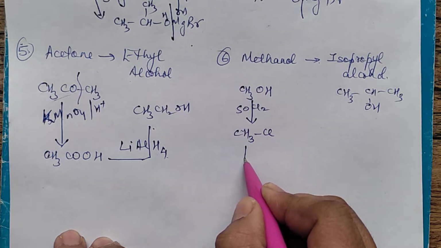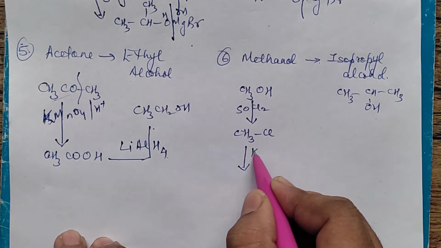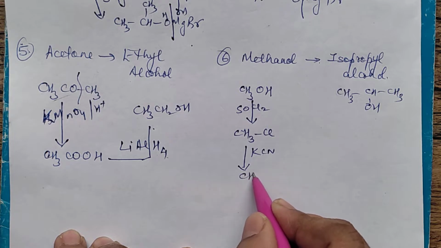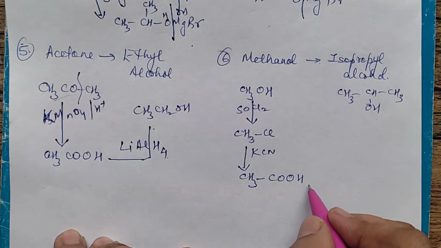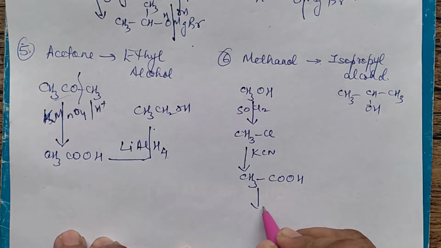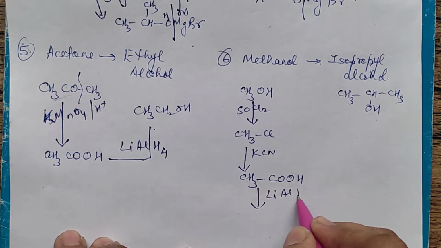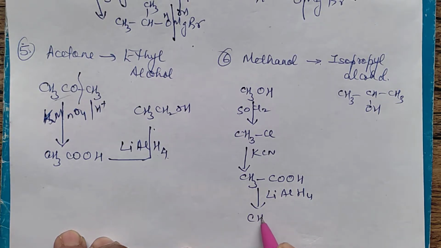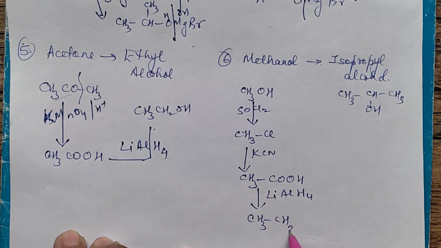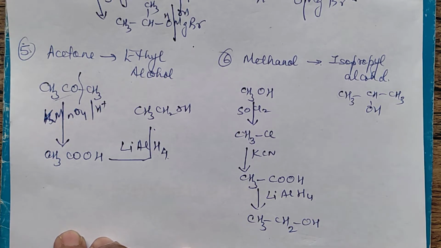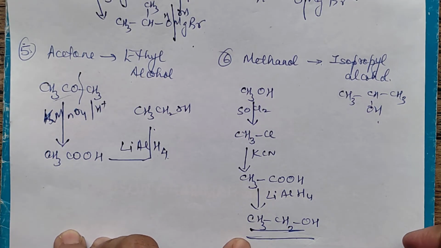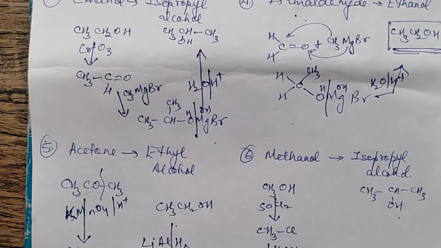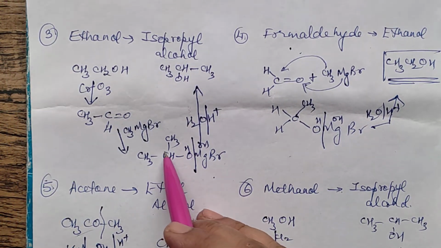Then you can treat this with potassium cyanide. Increase the carbon atom. What you get is acid. From acid, you can reduce it with LiAlH4. You will get 2 carbon alcohol. After this 2 carbon alcohol, that is, you got ethyl alcohol, you have to prepare isopropyl. So here onwards, the steps will be like this.